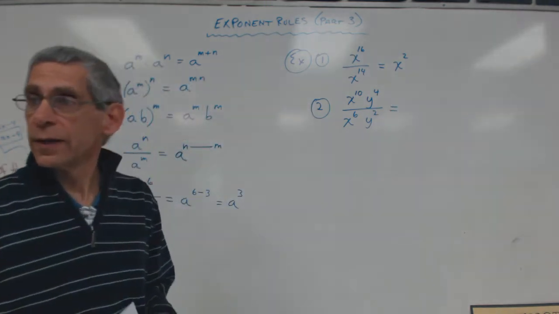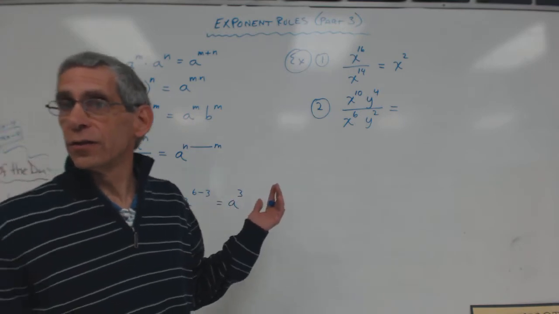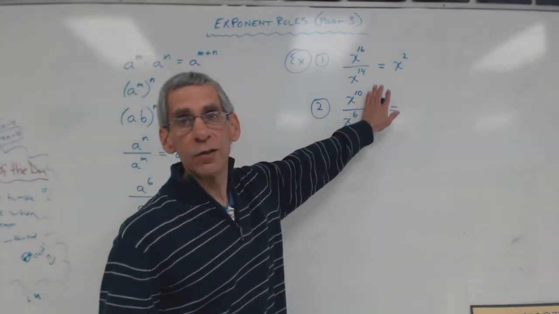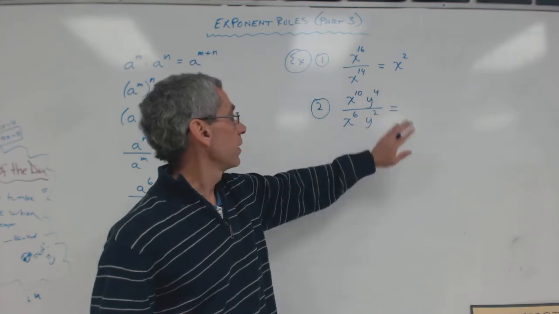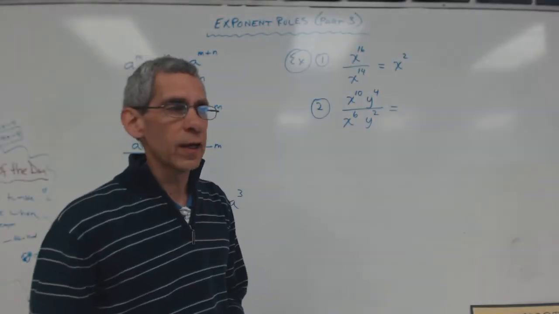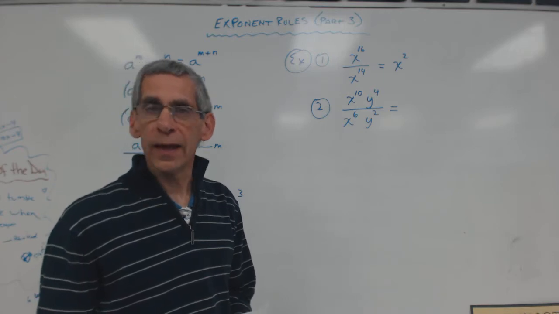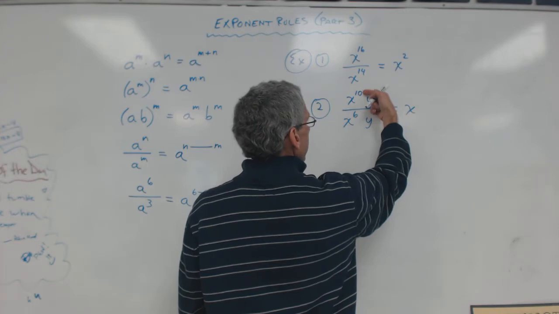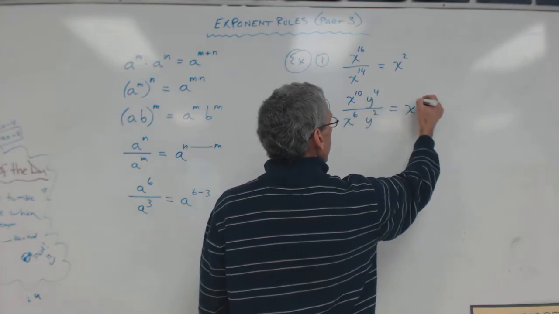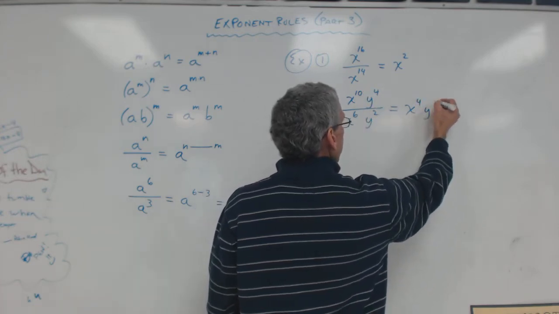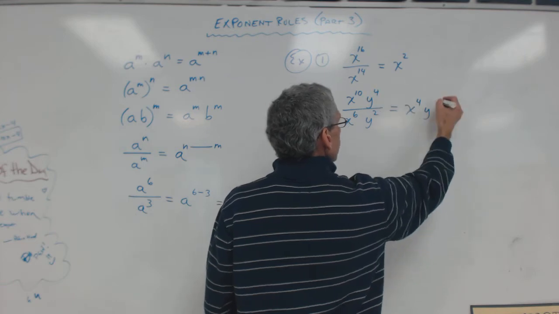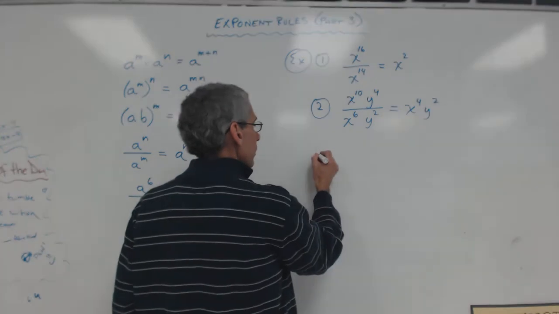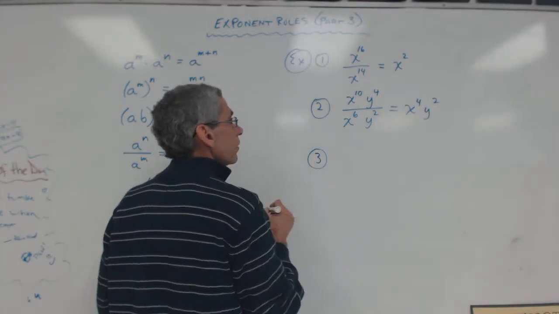So now you're just doing them twice. You've got two different variables. You pretend the y's don't exist and you do the x's, right? So what would you get, Cassie? X to the 10 minus 6 is 4, right? And then y to the what? 4 minus 2 is 2. That's correct. Beautiful. All right, so we'll make it even harder since you guys have this down.